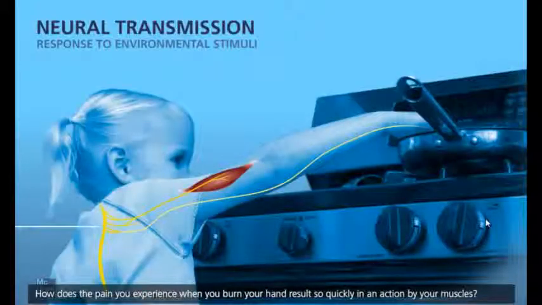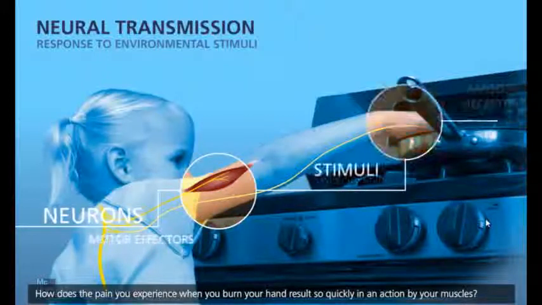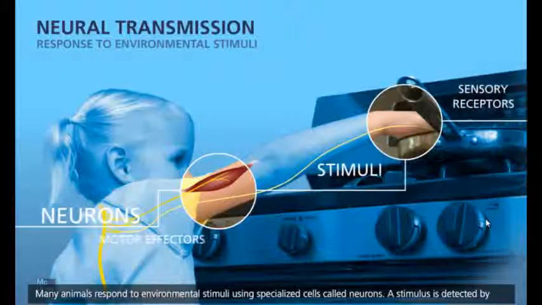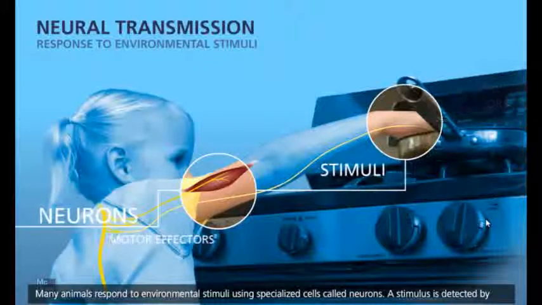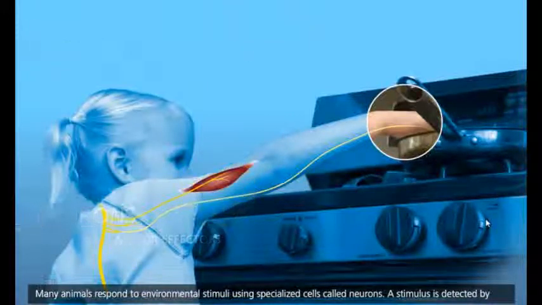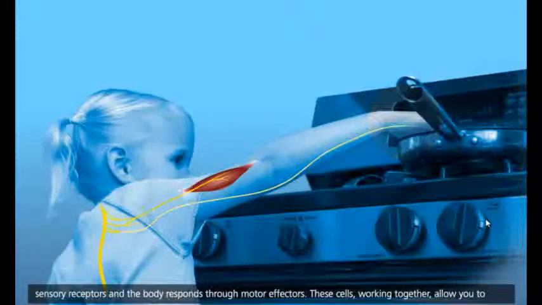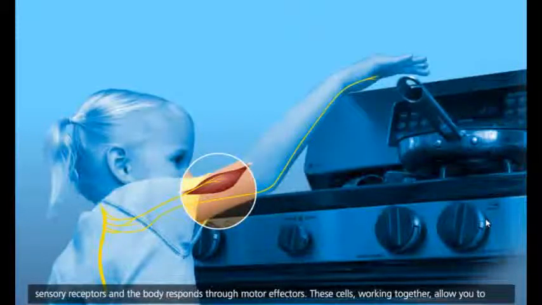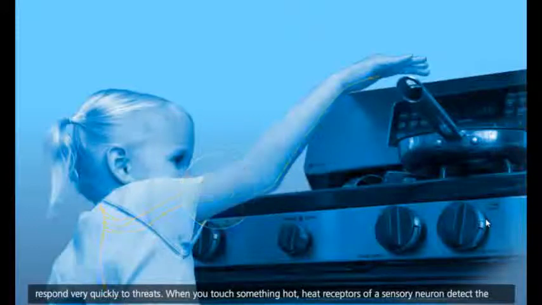Why does the pain you experience when you burn your hand result so quickly in an action by your muscles? Many animals respond to environmental stimuli using specialized cells called neurons. A stimulus is detected by sensory receptors, and the body responds through motor effectors. These cells working together allow you to respond very quickly to threats.